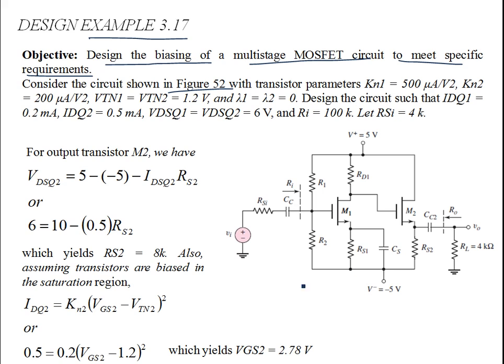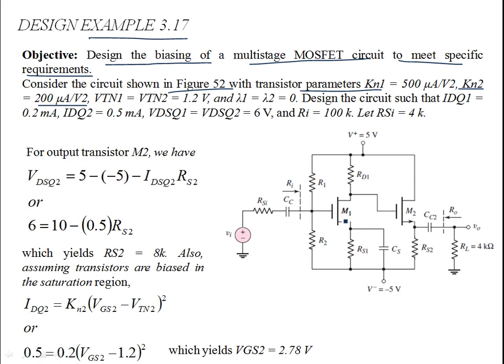So I've copied the circuit over here. This is again figure 52. So we have to carry out the design. The specifications are as such that the transistor conduction parameters Kn1, Kn2 are similar for M1 and M2 devices. Both are NMOS devices.